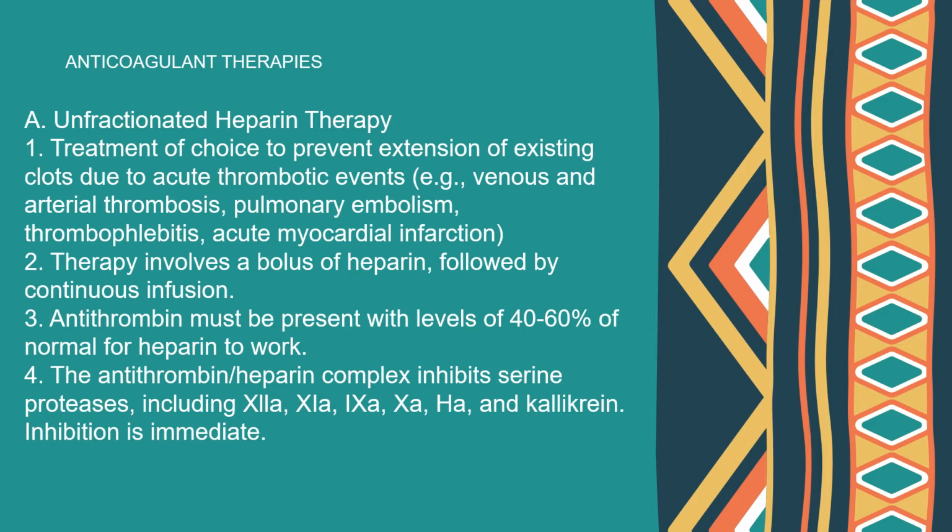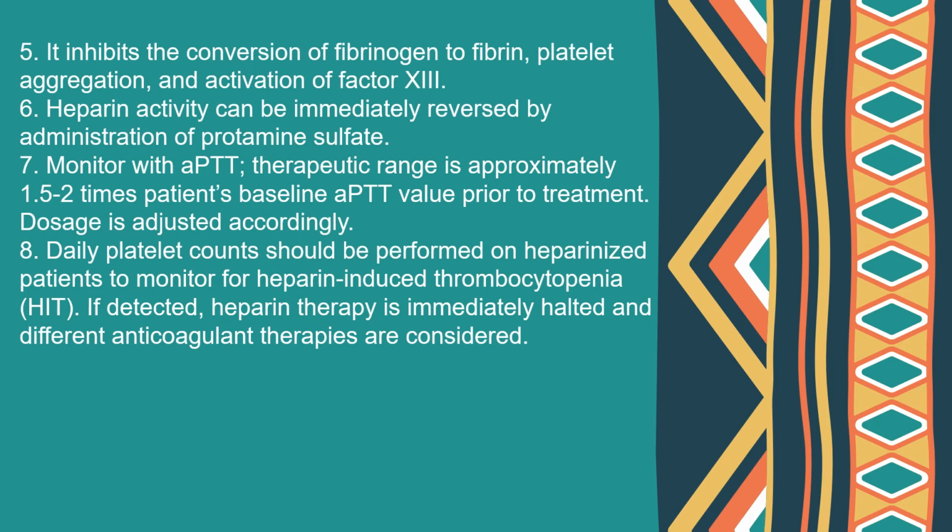Antithrombin should be present with the levels of about 40 to 60% of normal so that heparin will work. The complex that is formed between antithrombin and heparin will inhibit certain clotting factors that include 12A, activated 11, 9, 10, 2, and kallikrein. So it will lead to immediate inhibition of these clotting factors. It will also inhibit the conversion of fibrinogen to fibrin, so there will be no solid clots that will be formed, and platelet aggregation and activation of factor 13.